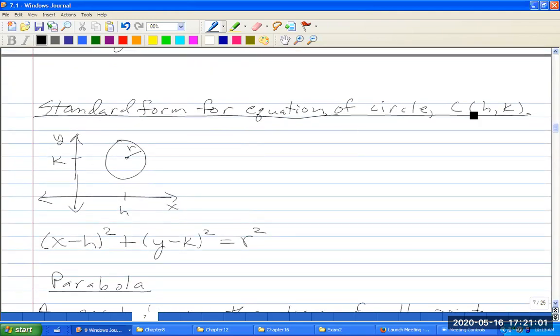If you just translate this so that the center is now at the point (h, k), then you just use the transformation. You replace x by x minus h, y by y minus k. So the equation of your circle centered at (h, k) of radius r is (x minus h) squared plus (y minus k) squared equals r squared.